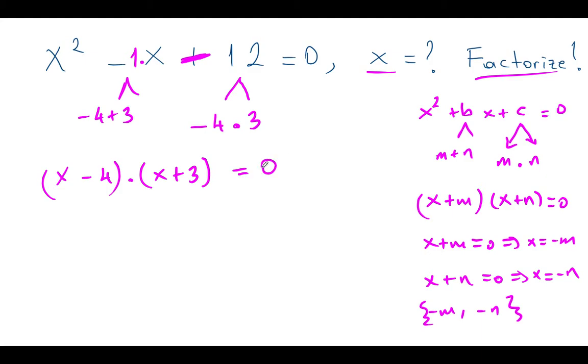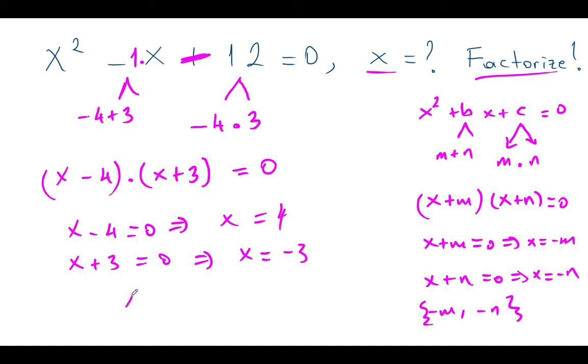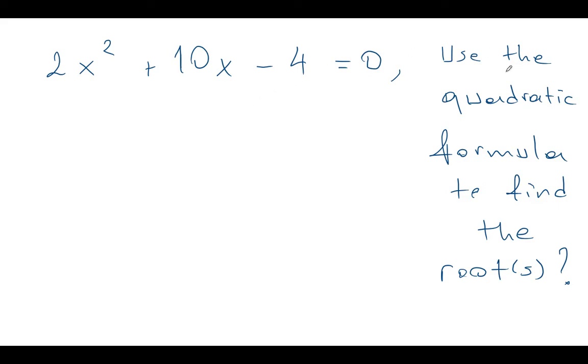Since it is equal to 0, x minus 4 is equal to 0, so x equals 4, and x plus 3 equals 0, so x equals negative 3. So the solutions are x equals negative 3 and x equals positive 4. If I want to write it in the form of a solution set, negative 3 comma 4 will be the solution. I hope it's clear. Now the other question: use the quadratic formula to find the roots.